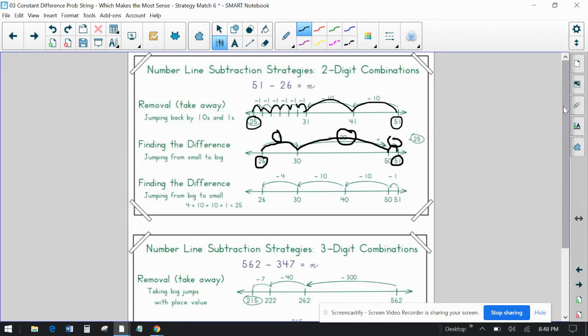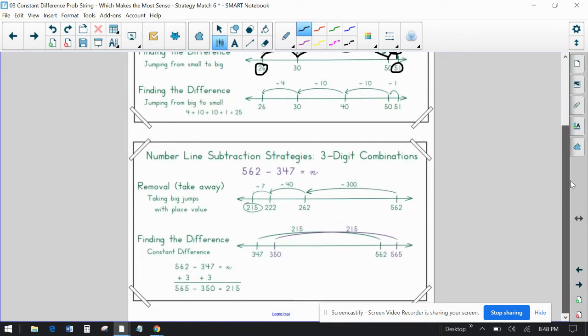So the next one, here's some triple digit examples. This is the removal takeaway, and that's when you take the big number and you put it all the way to the right on the number line where it should go. And then we're going to take 347 away in 3 separate chunks. We're going to take the 300 away, so we're at 562.